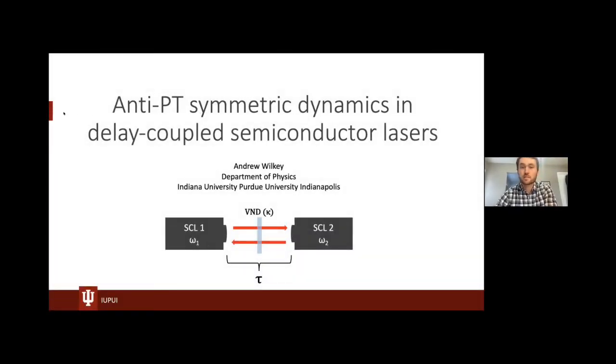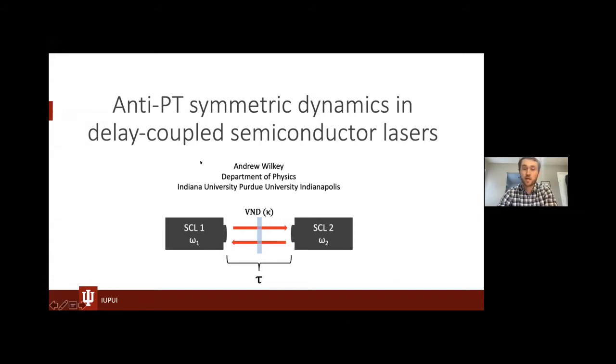I'm going to talk with you about some of our work in anti-PT symmetric dynamics using delay-coupled semiconductor lasers at IUPUI. So basically, this is PT symmetry with built-in time-delayed coupling, when you can't ignore the time delay inherent in coupled oscillators. So our system, we have a cartoon of our system here at the bottom.